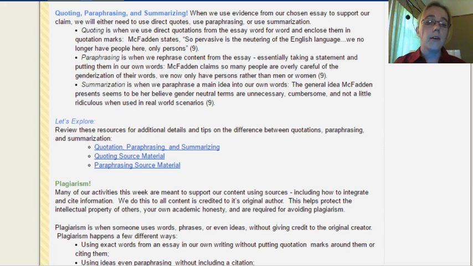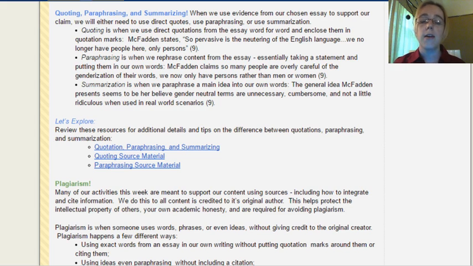Okay. Another way to use evidence is paraphrasing. And paraphrasing is essentially taking a statement and putting it in your own words. So instead of saying direct quote, "so pervasive," etc., we're going to put that phrase in our own words. And the way we could do this, for example, is saying something like, McFadden claims so many people are overly careful of the genderization of their words, we now only have persons rather than men or women. Now, it says essentially that the meaning is the same as that direct quotation, but we put it in my own words.